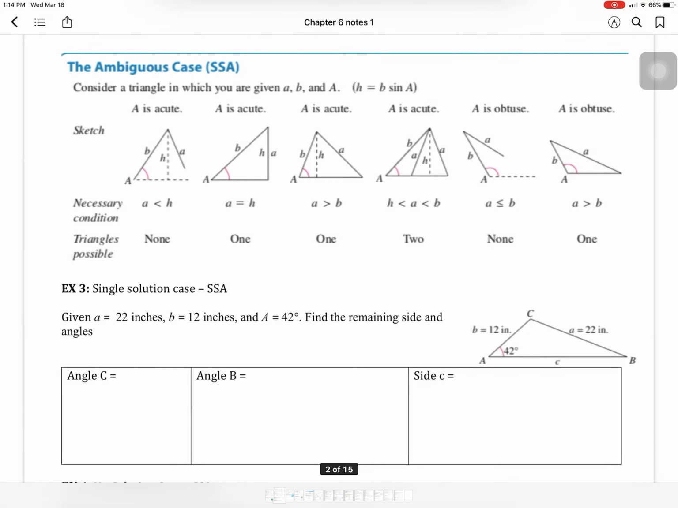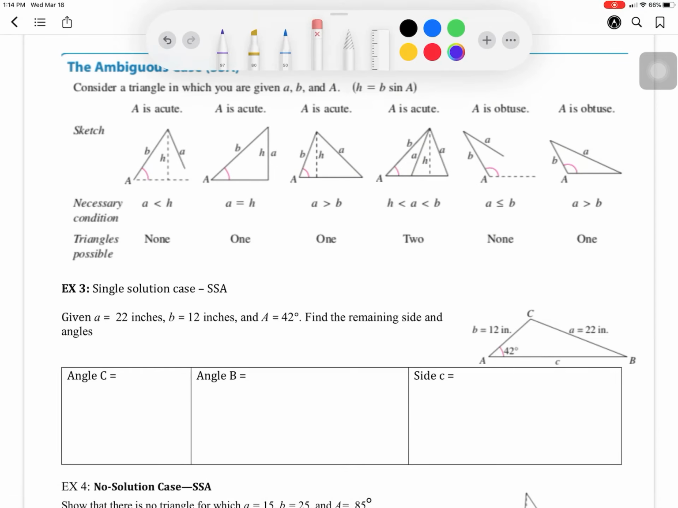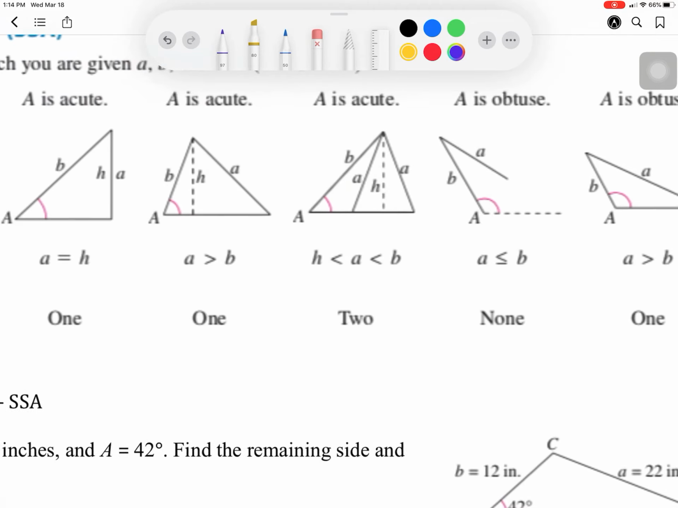Hey guys, so I'm on page 2 of our notes here, and this is a little chart that tells you all the possible triangles that you could have. You could have none, one, or two, depending on what your case is. And I want to go over this special one because it has two.